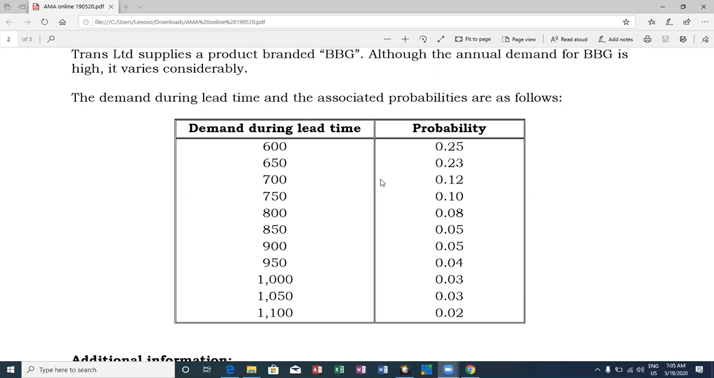What if we had another one like 1150, 0.01? So the probability of running out of stock is the probability of getting 1100 or the probability of getting 1150. So what I would have done is to add the two, because it's the probability of this or the probability of this. Or means you add.